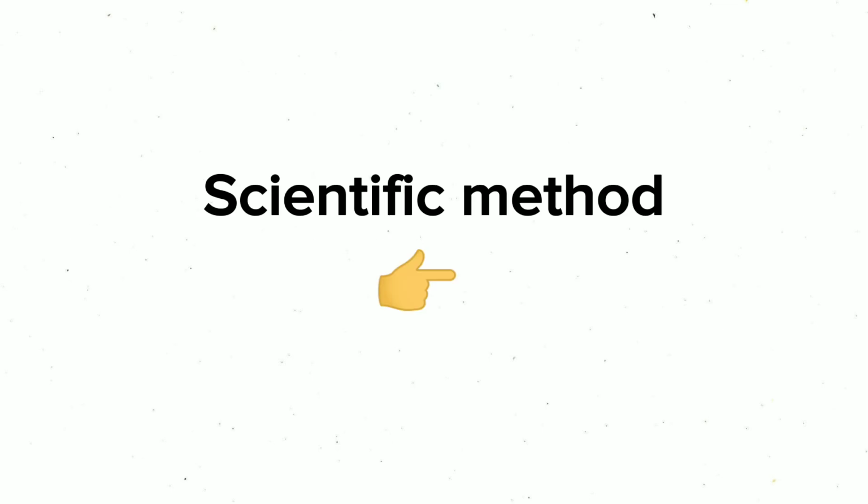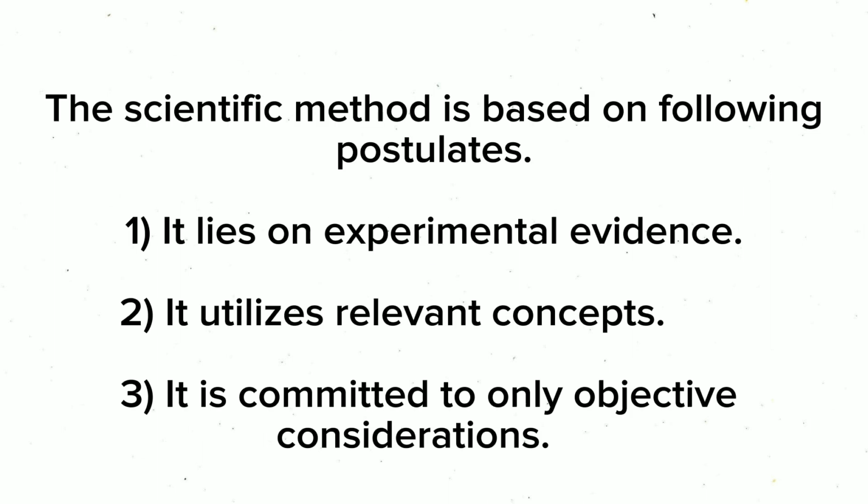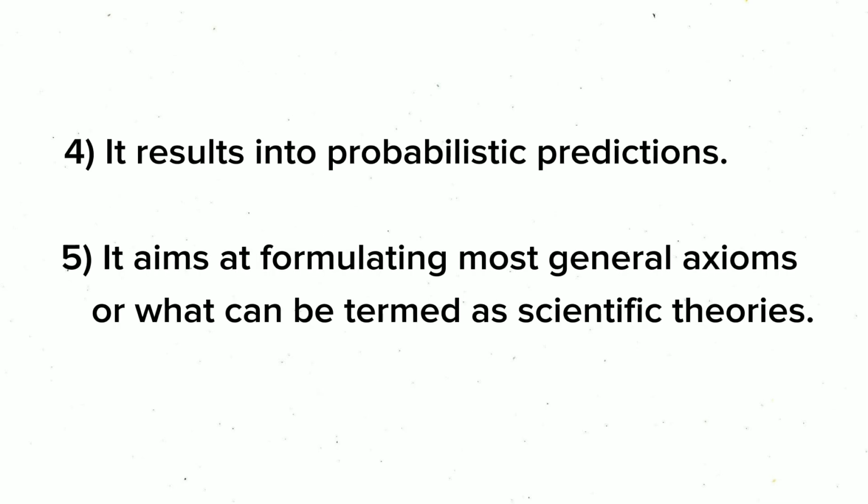Let's move towards the scientific method. The scientific method is based on the following postulates. 1. It lies on experimental evidence. 2. It utilizes relevant concepts. 3. It is committed to only objective considerations. 4. It results in probabilistic predictions. 5. It aims at formulating the most general axioms, or what can be termed as scientific theories.